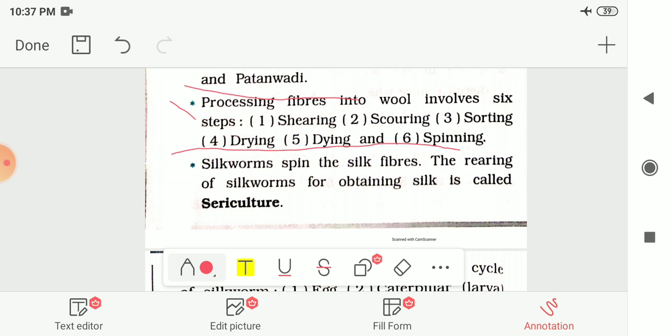Then next we had seen the next fiber, that is silk. Silkworms spin the silk fibers, and the rearing of silkworms for obtaining silk is called sericulture. We are getting the silk from silkworms, and the rearing of silkworms only for silk is known as sericulture.